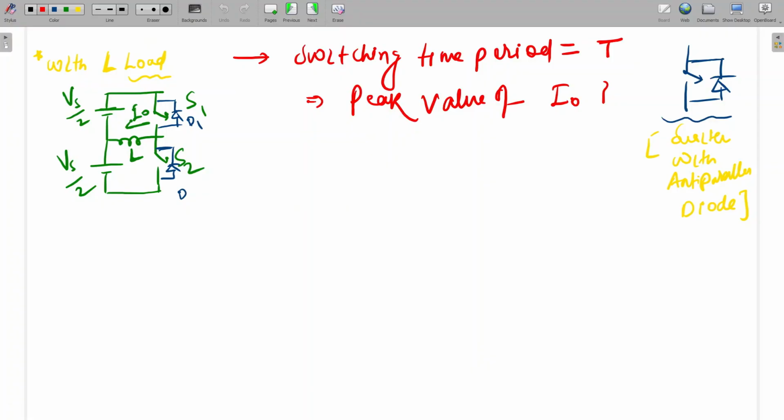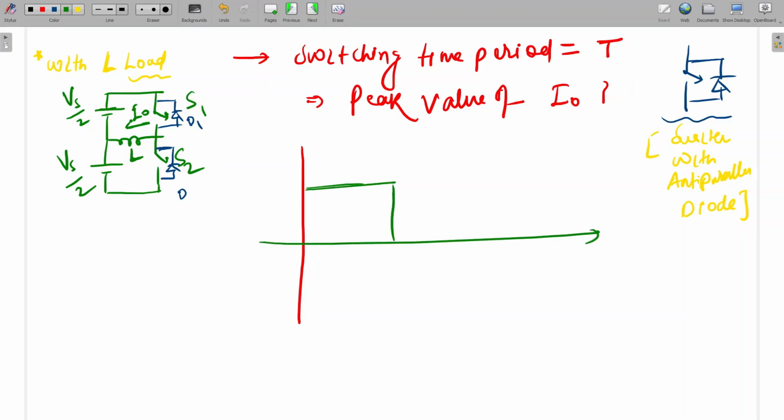Okay. So now I'm going to analyze the circuit with the inductive load. If the inductive load is there, what will be the current waveform and which diode or switch will conduct? So I'm going to draw the output waveform. This is VDC by 2. Again it is VDC by 2.